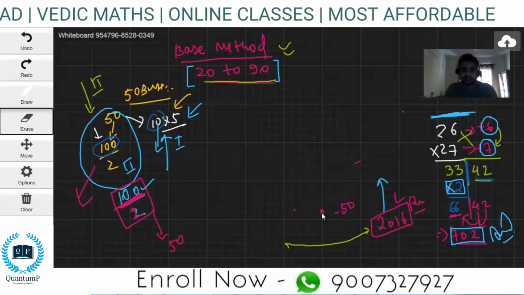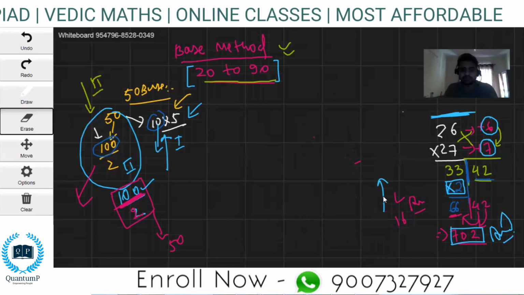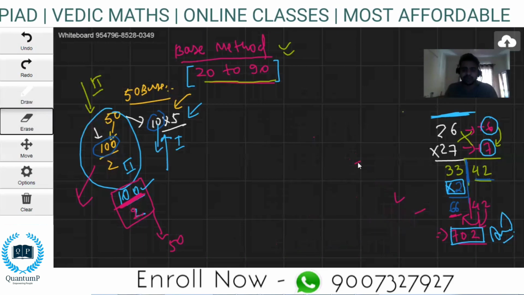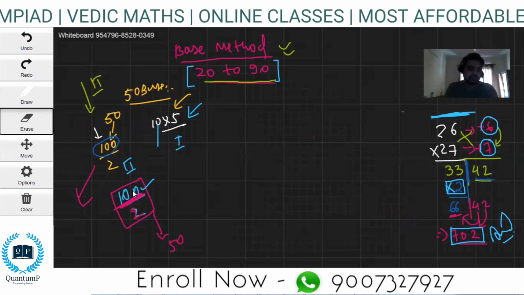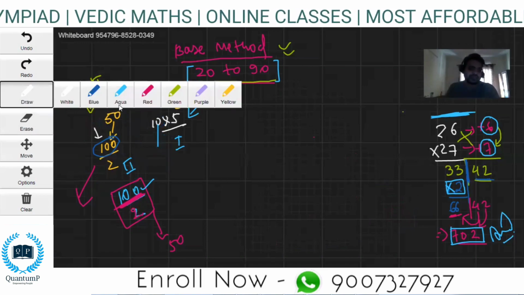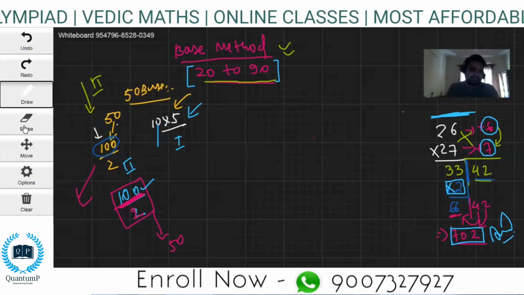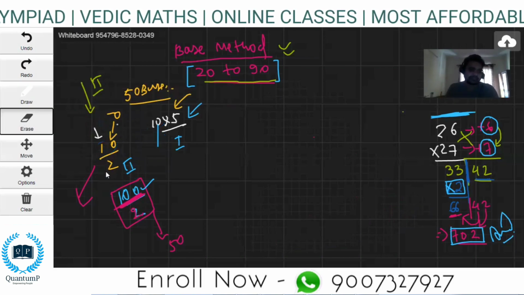So basically, I'm doing 4 sums together to show you how we can do a lot of sums together in a very easy way and in less time. Okay, let's see.